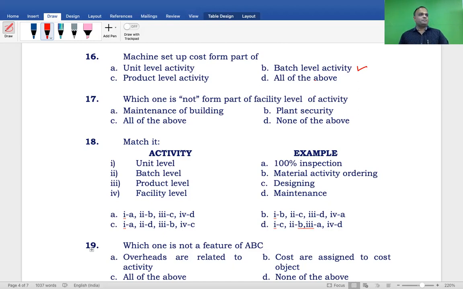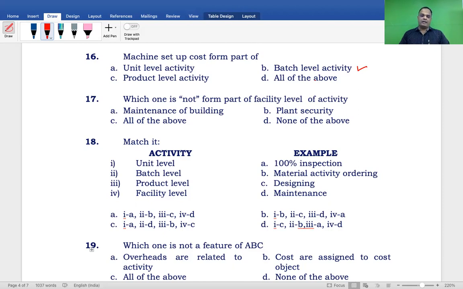Batch level activity: every batch I am appointing one faculty to execute the work and finish the class. Batch-wise, I am going to give the salary. Am I right? Whether 10 students or 100 students, I am going to give the same salary. Then it becomes batch level activity. Are you able to follow or not? Every batch, I am hiring a place to conduct the program or class. Then it becomes batch level activity.